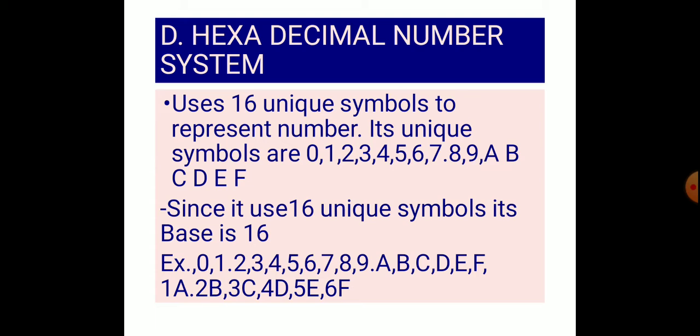So here those numbers are examples given here for the number system. 0, 1, 2, 3, 4, 5, 6, 7, 8, 9. A for 10, isn't it? A, B, C, D, E, F. Up to 15 we are using. Then 1A, 2B, 3C, 4D, 3E and 6F. Like that number systems represent the numbers.